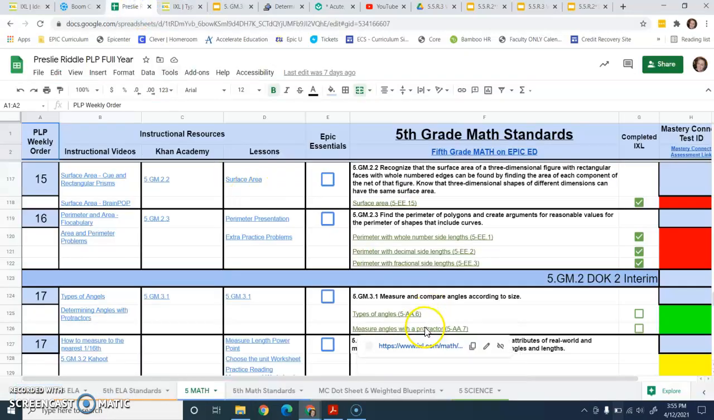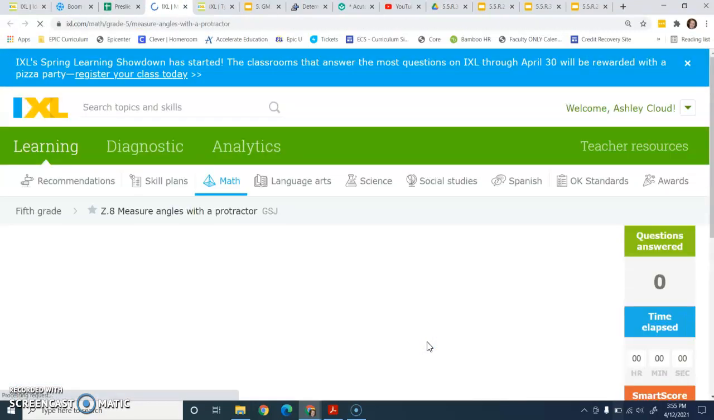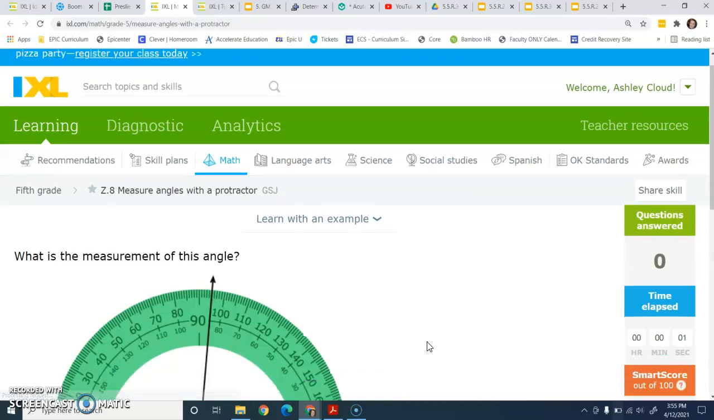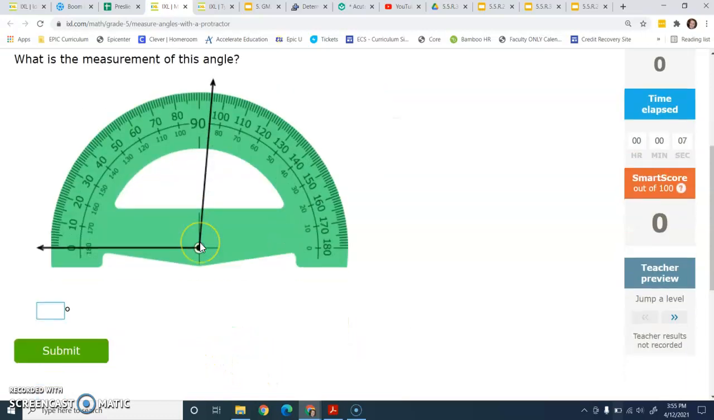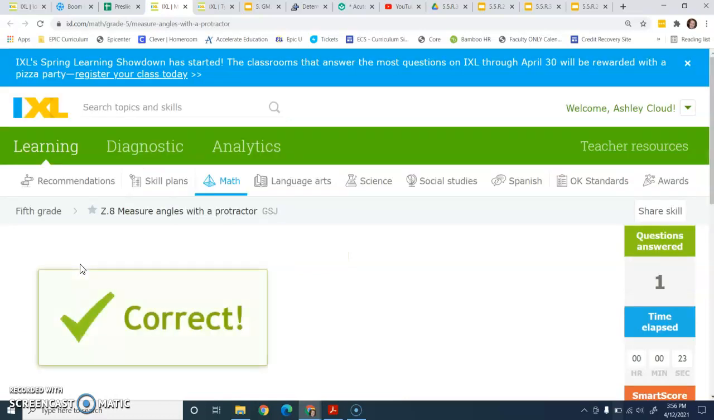Then you're going to go over here and you're going to measure angles with a protractor. So it's just practice, kind of like that worksheet. It's going to give you the measurement here. And as you can see, it's just going to want you to put the measurement. So you're going to look at this. This is obviously greater than a right angle, so it's going to be bigger than 90 degrees. So you want to use your top numbers up here. And if you look, it's right between the 90 and the 100. It's about halfway. So we're going to say 95.